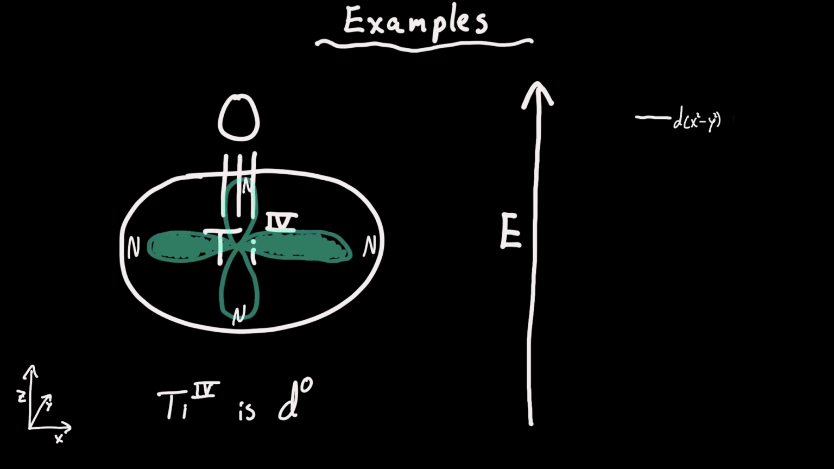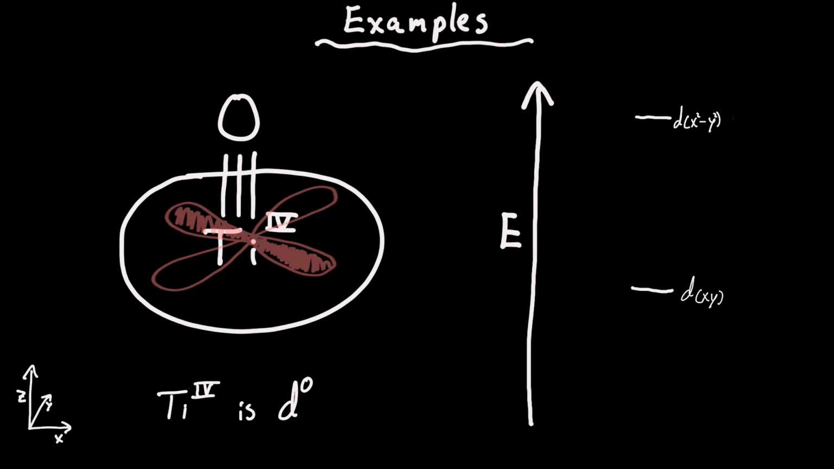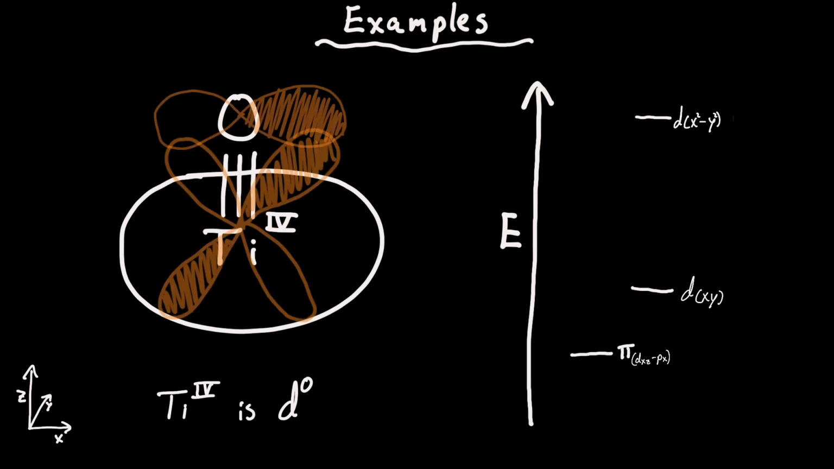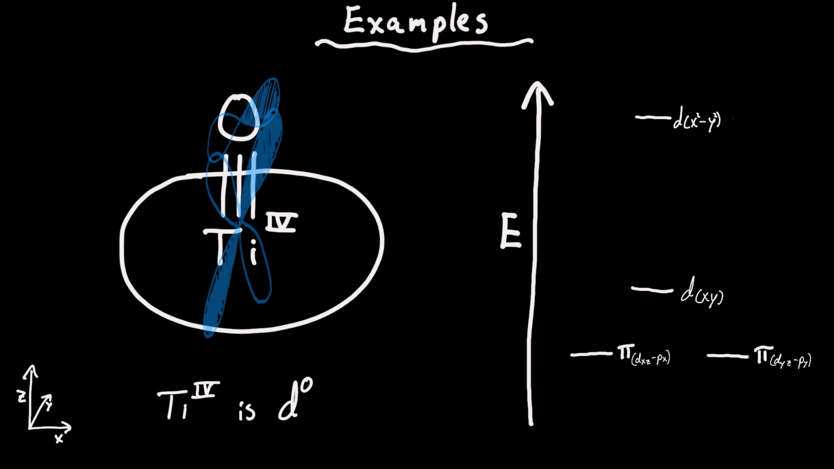First, the x squared minus y squared d orbital will be high in energy as it points directly towards the 4 nitrogen atoms of the porphyrin. Next, the dxy will not be pointing directly towards any ligand. The dxz and dyz will overlap sideways with the oxygen's px and py orbitals, creating 2 pi bonding orbitals, which will be lower than the dxy in energy. Now, whenever we have bonding orbitals, we also have anti-bonding orbitals, the pi star orbitals.